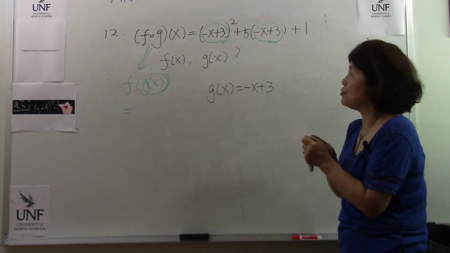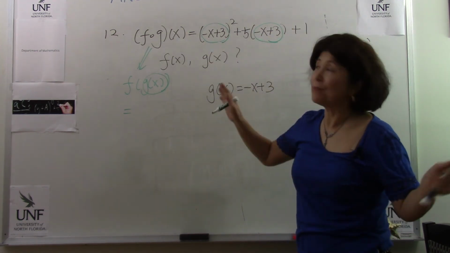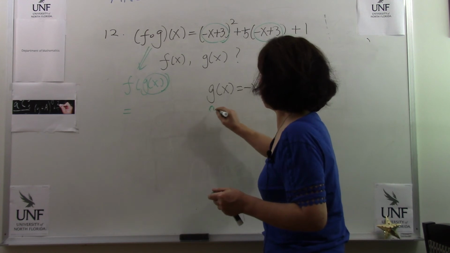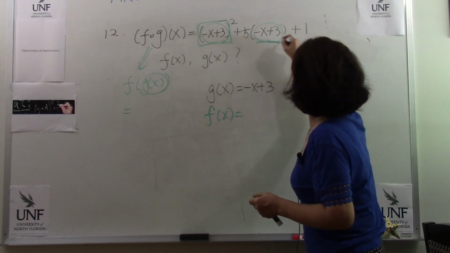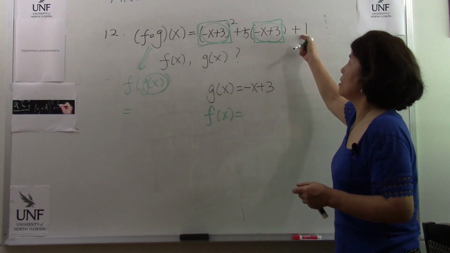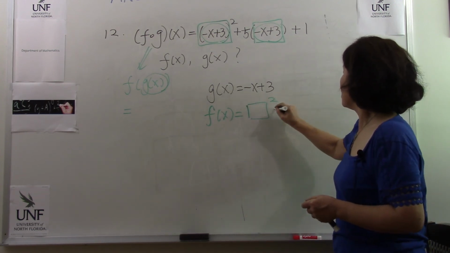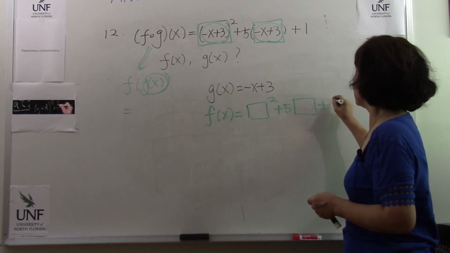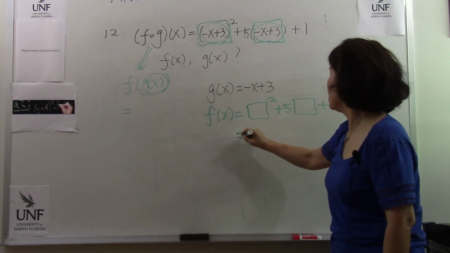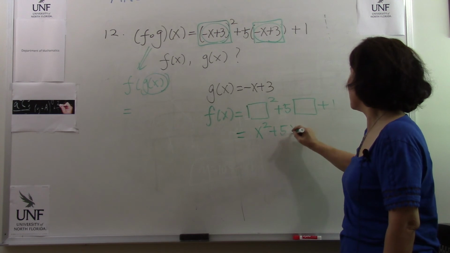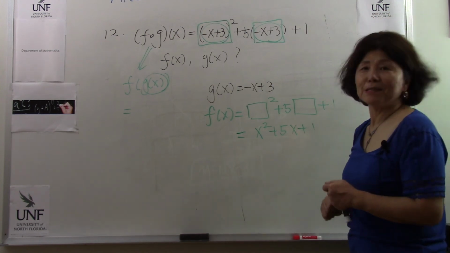Once you determine this g of x, the f of x is kind of the template for the function. So f of x is something squared plus 5 times something plus 1. You know what I mean? So that one is like something squared plus 5 times something plus 1, so that whatever g of x you have can come in here. So we can just call it x squared plus 5x plus 1. That is f of x. Okay.